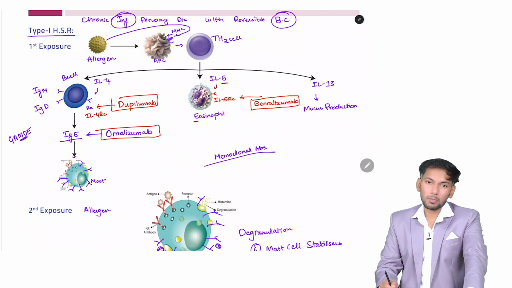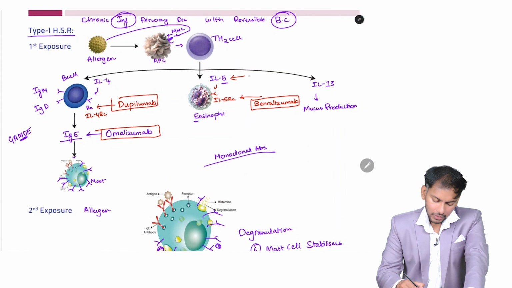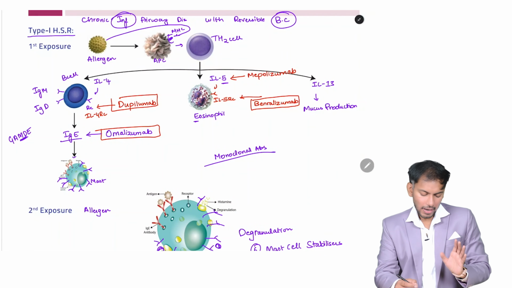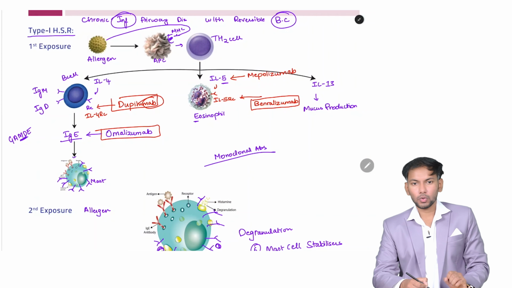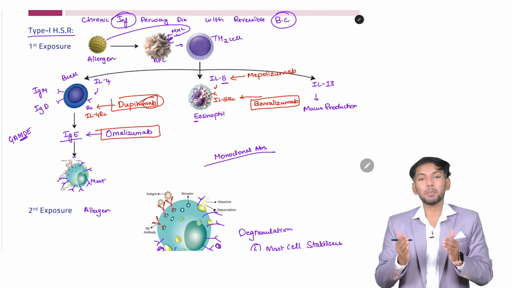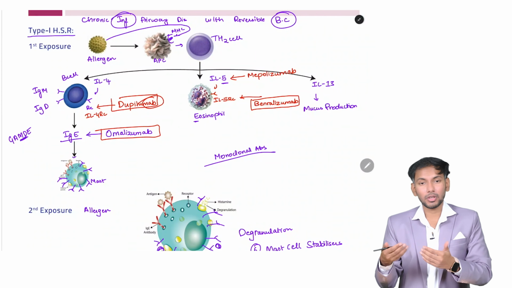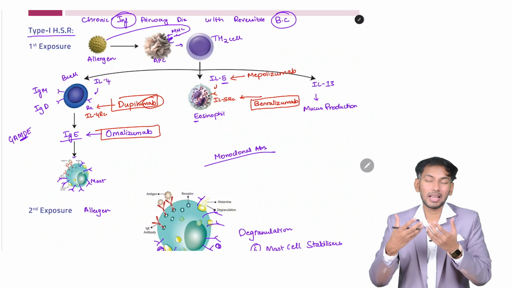Now, there is also one more against IL-5, that is mepolizumab. So all of these are monoclonal antibodies. It is given in the name, monoclonal antibodies. So this is how you can remember all the drugs in bronchial asthma without any mnemonics. How did you remember it? With the help of pathology.